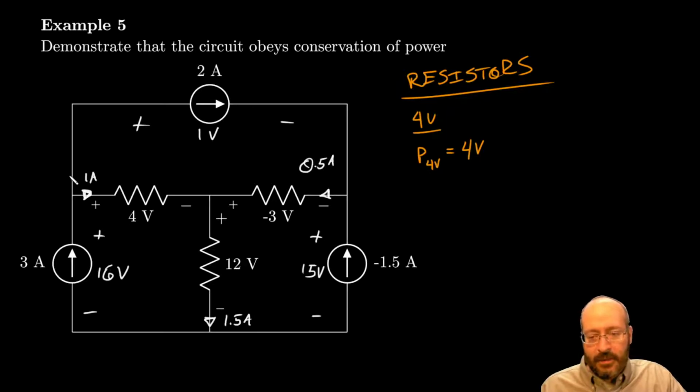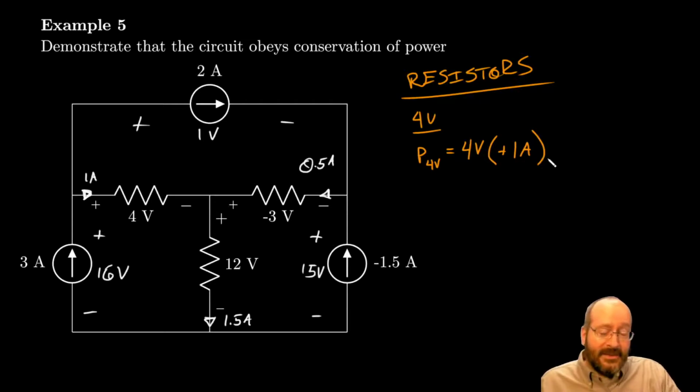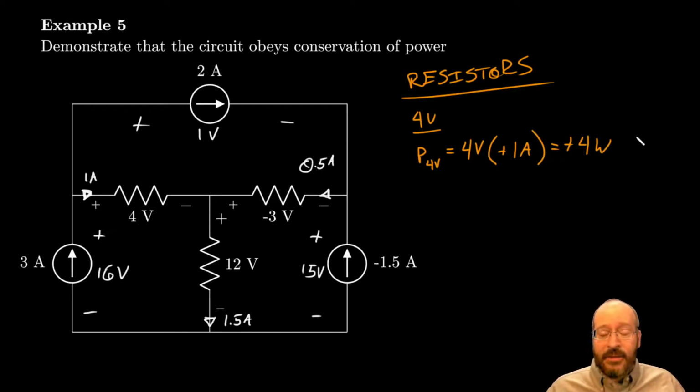Then I'm going to look at the current direction. The positive going current direction, based off of the voltage, is left to right. Hopefully you knew that already. It's left to right, so this current is going in the positive direction. That's positive 1. So we're going to multiply that by positive 1 amp, and I can do that one in my head. Stand back, folks. That is positive 4 watts. The fact that it's positive tells me that it is dissipating 4 watts of power. So that's the first one there.